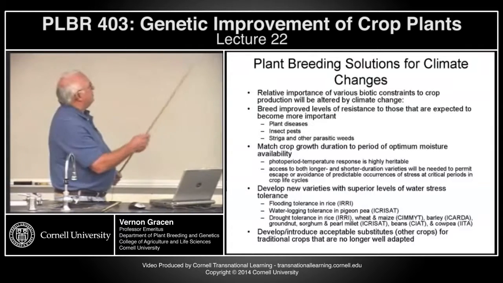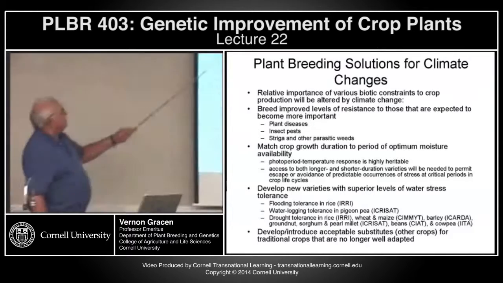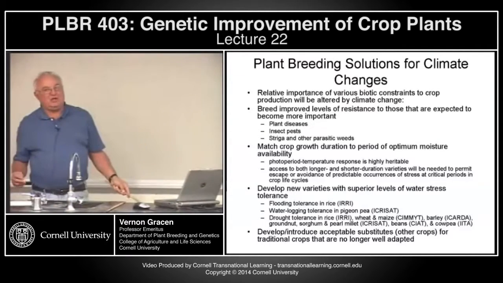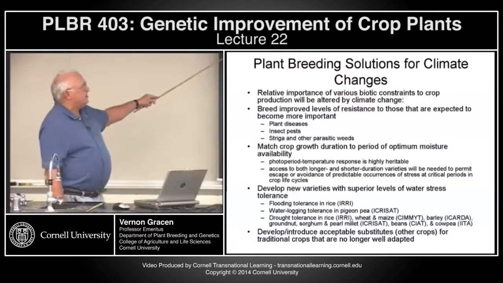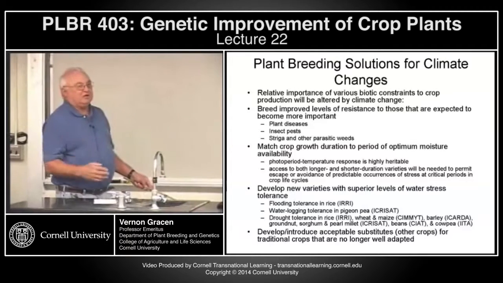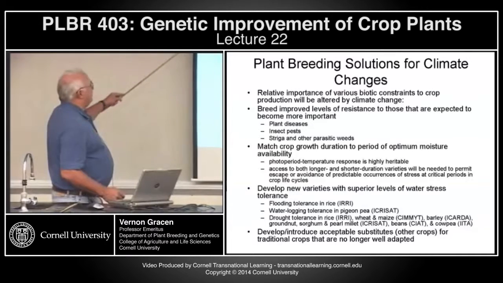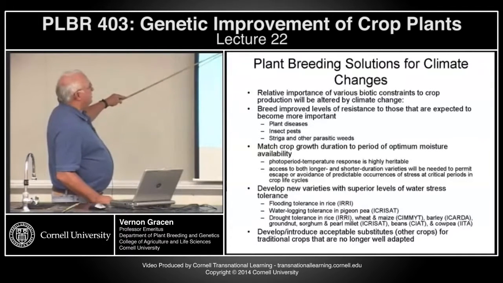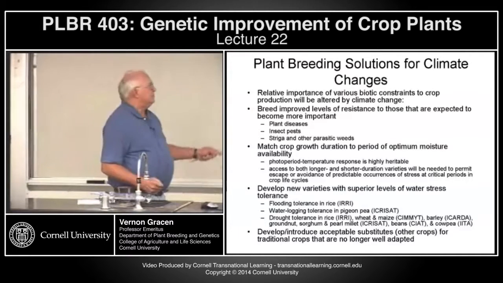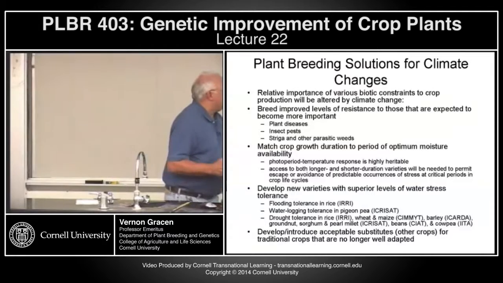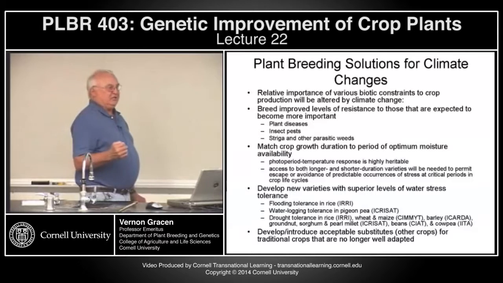To begin with, the importance of all of these biotic constraints will be altered by climate change. We're likely to see increases in diseases, insects, and parasitic weeds, particularly if the environment continues to warm. So you can develop resistance to those factors, then you can match the crop growth cycle to the stress. Photoperiod and temperature response is highly heritable. It's very easy to change maturities.